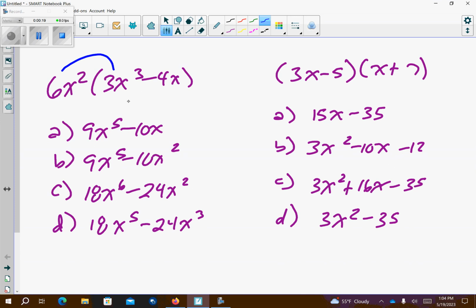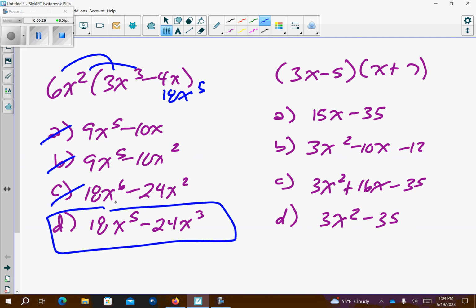So we're going to multiply just those right now, and I'm going to get 18x. We're going to add the exponents to the fifth. So that means I can eliminate all three of these. So this has to be the answer. It's a good process of elimination.